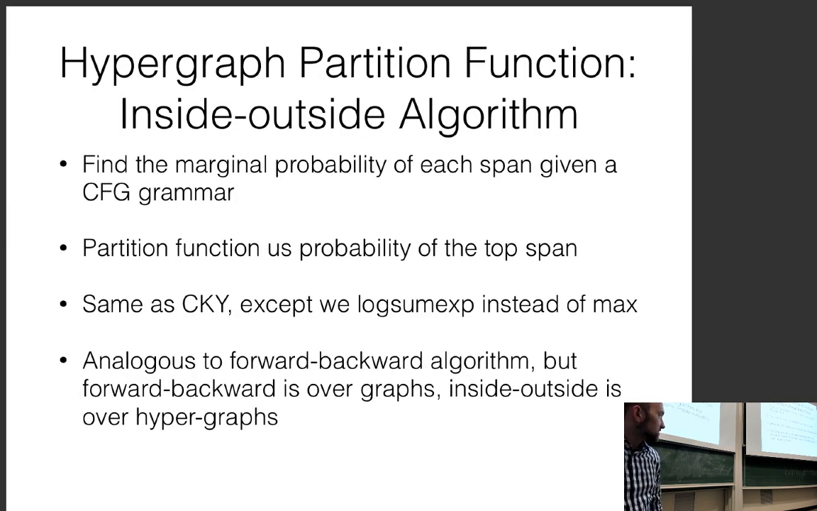So this is analogous to the forward-backward algorithm, but the forward-backward algorithm is over graphs. This is called the inside-outside algorithm. It's basically a generalization of the forward-backward algorithm that allows you to do hypergraphs, to do graphs with degree of more than one.